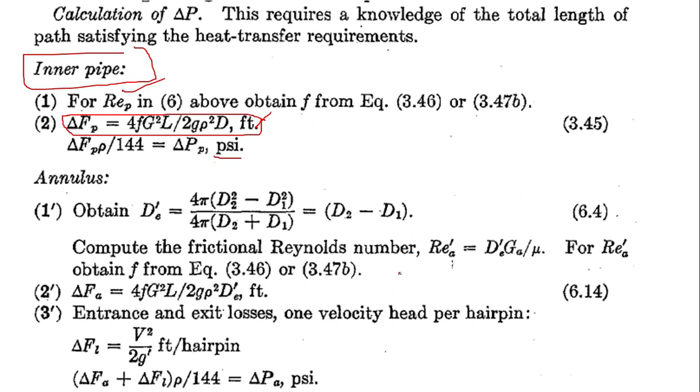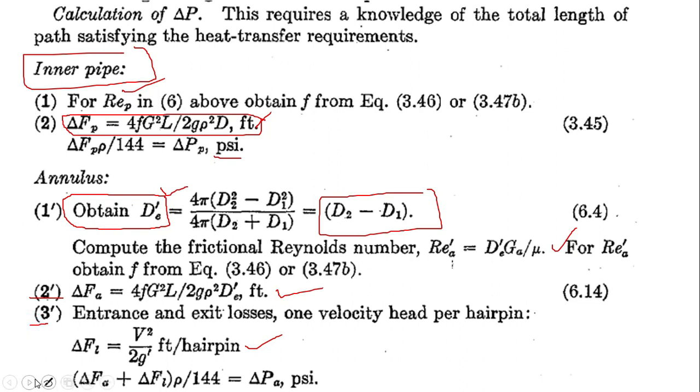And similarly, for the annulus region, for the determination of the pressure drop, you have to use the different equivalent diameter, and we have determined this formula, and all the other parameters are almost the same. This is the fanning friction equation, this is the Reynolds number, and after putting in the value you will get the value of the fanning friction factor. And for the entrance and the exit losses and the velocity head per hairpin, you will have to use this formula, and you will have to determine these two pressure drops: the frictional losses as well as the entrance and exit losses.